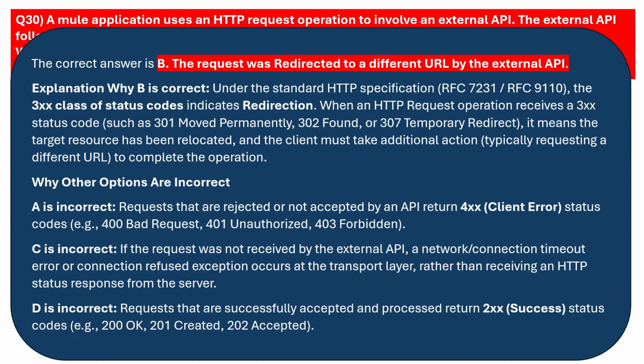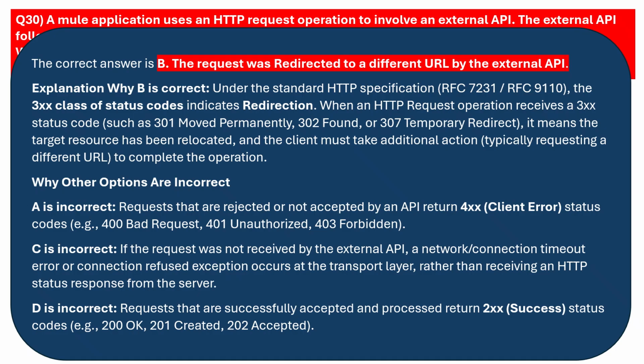The correct answer is B. The request was redirected to a different URL by the external API. Explanation why B is correct. Under the standard HTTP specification, RFC 7231/RFC 9110, the 3XX class of status codes indicates redirection. When an HTTP request operation receives a 3XX status code, such as 301 moved permanently, 302 found, or 307 temporary redirect, it means the target resource has been relocated and the client must take additional action, typically requesting a different URL, to complete the operation.